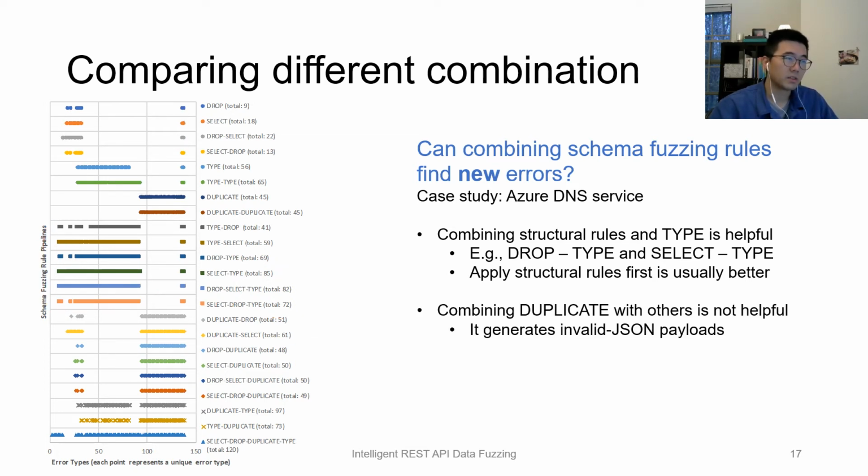However, it's not always helpful to combine rules. So we see that when you combine the rule duplicate with others, the errors we found are basically just the unions of the individual ones. So combining duplicate with other rules as a pipeline is not really helpful.